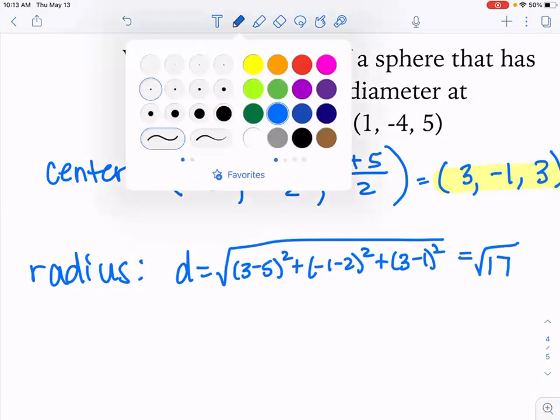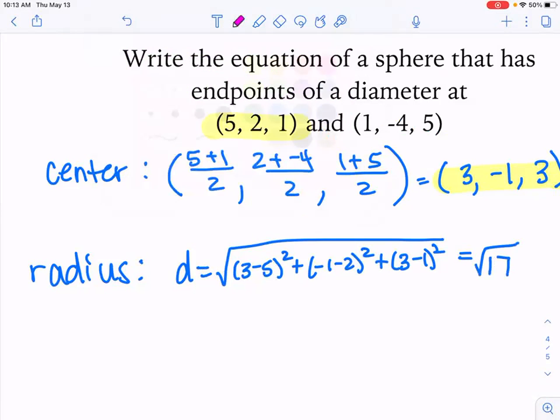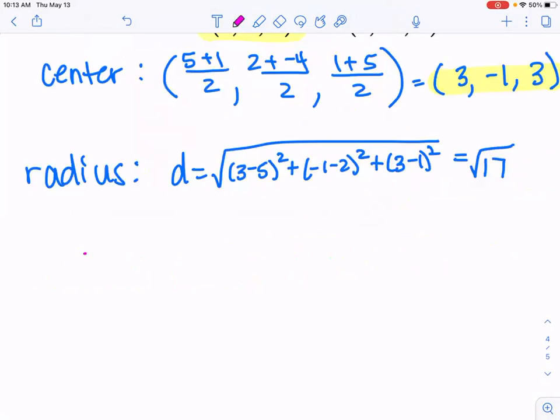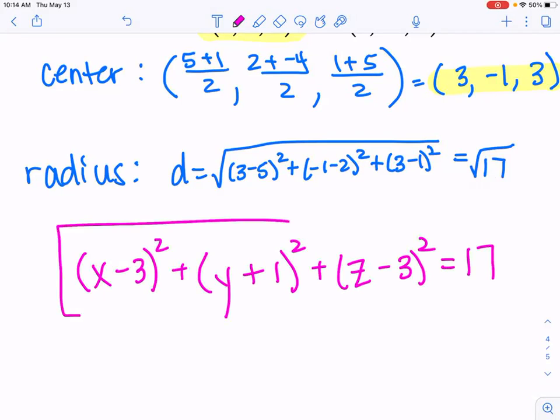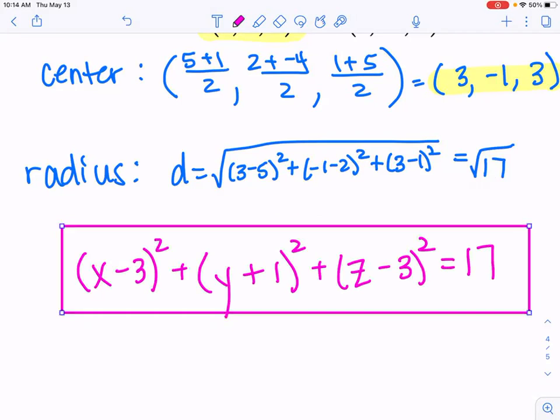So when we go to make our equation, we're going to have x minus h squared plus y minus k squared plus z minus j squared equals r squared. We could just write what number? 17. So don't freak out about that radical. It's going to be okay because when we square it, it goes away anyway.